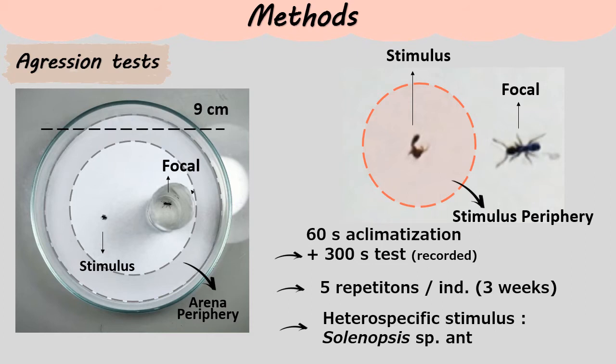The heterospecific stimulus chosen was a dead worker from Solenopsis, from a colony that was also collected at the University of São Paulo. Individuals were frozen right after field collection, and for the trials, individuals that would be presented as a stimulus were defrosted 30 minutes before the test. This test was repeated 5 times throughout 3 weeks for each individual. All encounters were video recorded.